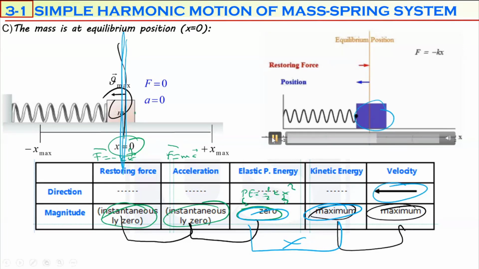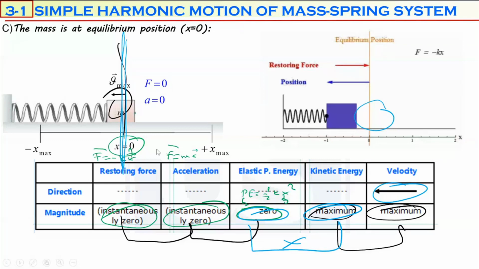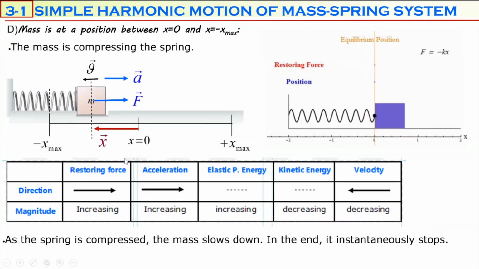Of course, this object will start compressing the spring. Now I'm going to choose a position just between the equilibrium position and negative x maximum, somewhere here. This time the mass starts compressing the spring. That's why the displacement of the mass will be to the left. Now the displacement direction has changed. If displacement direction is to the left, the restoring force must be to the right. So the direction of the restoring force is to the right. Even acceleration is in the same direction as the restoring force.